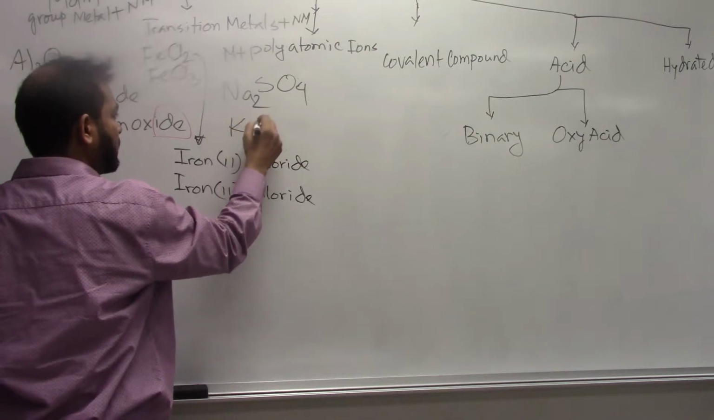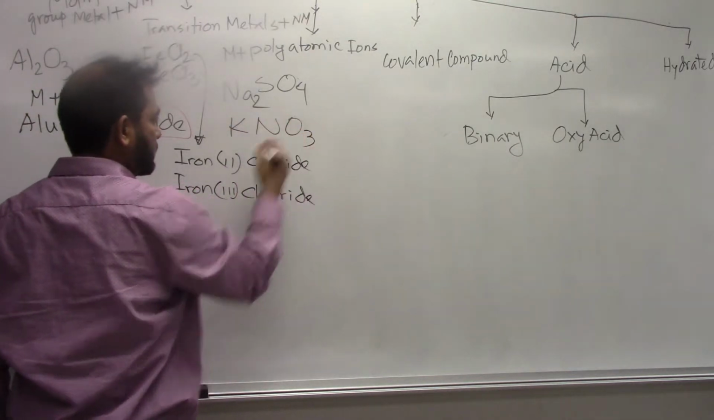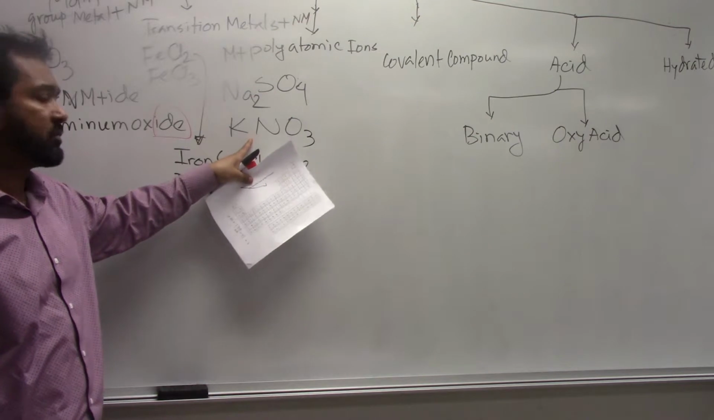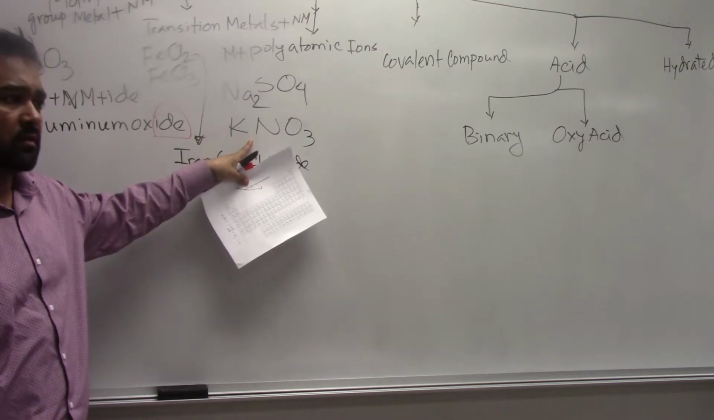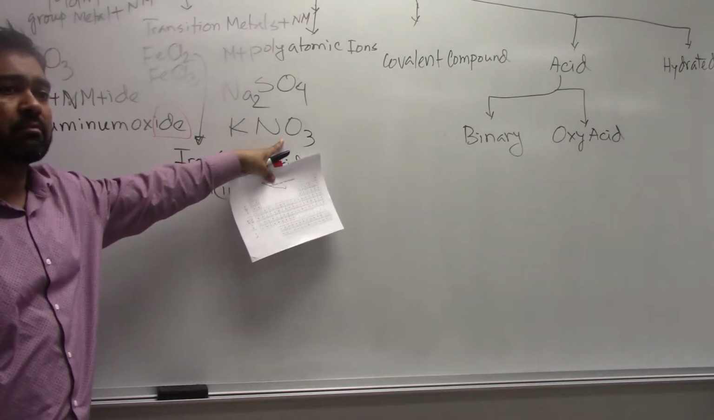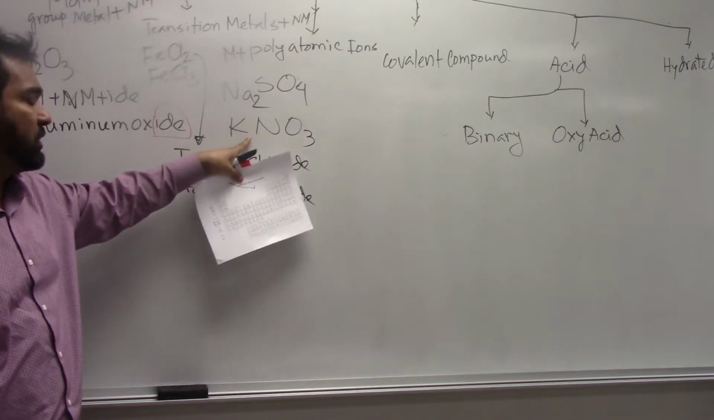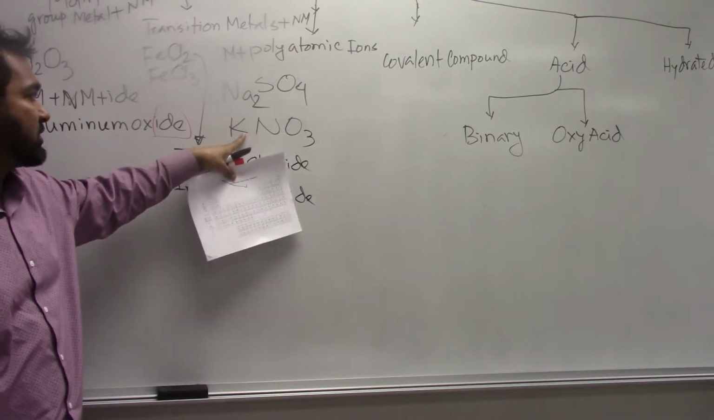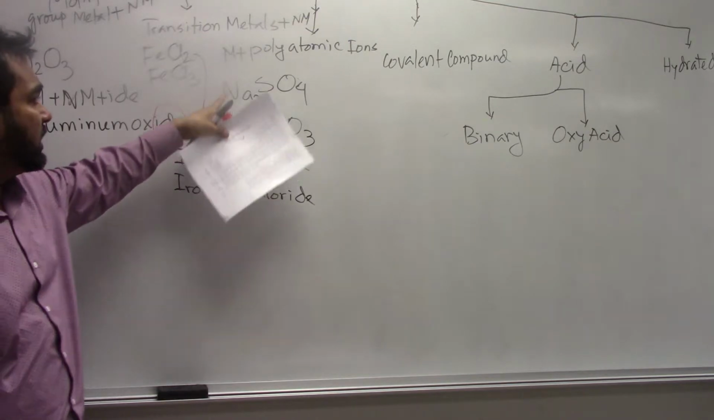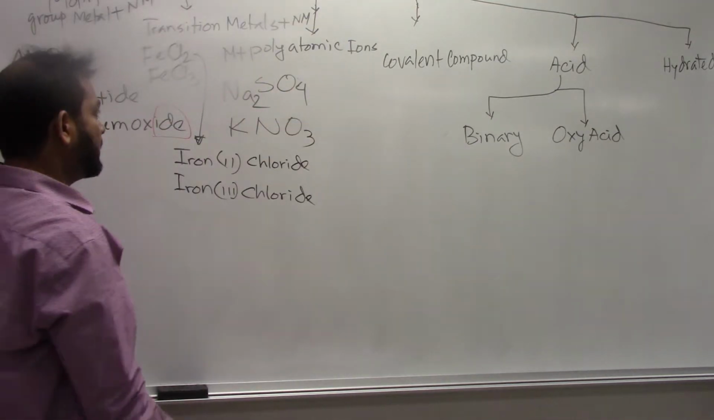One more example. Potassium nitrate. Is there any subscript for potassium? No, there isn't, because nitrate is negative 1. So it's going to be 1 here, and potassium is 1 plus. So here, the name is as it is.